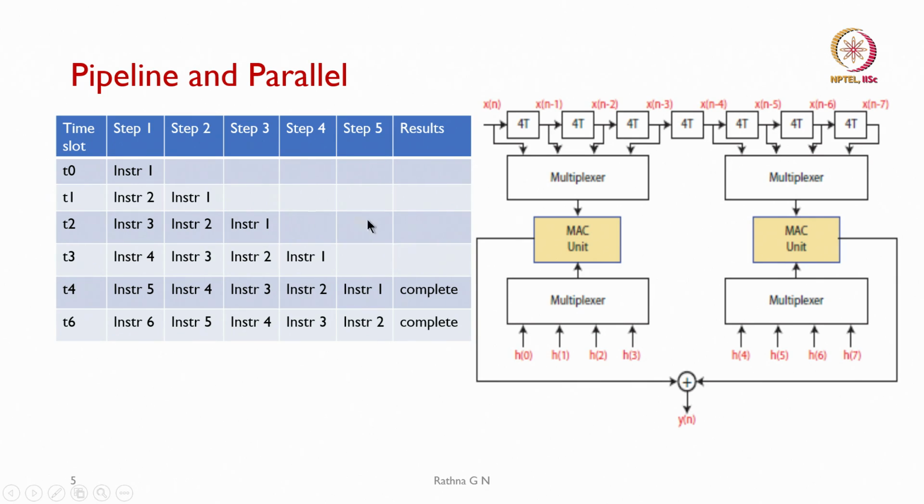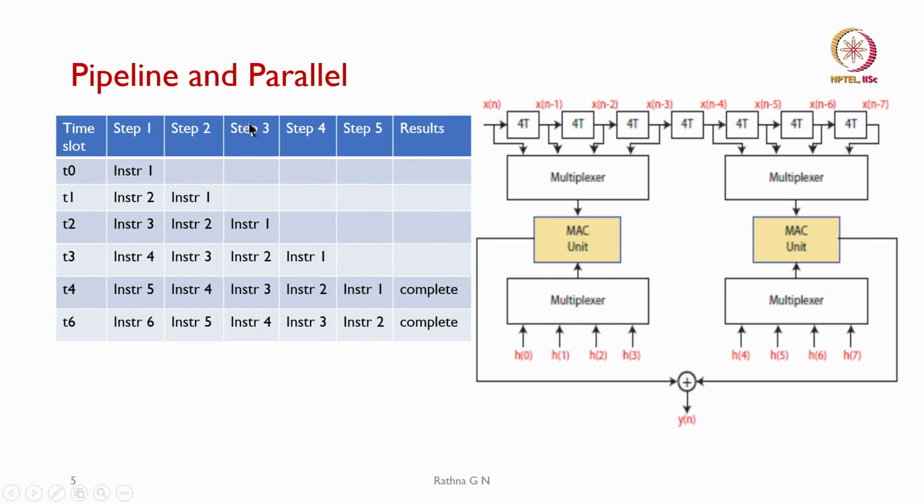One way of looking at it is that we can have an instruction pipeline. Most DSP processors have 5 stages of pipeline. When instruction 1 moves to step 2, the next instruction can be fetched. So, when instruction 1 is getting decoded in step 2.